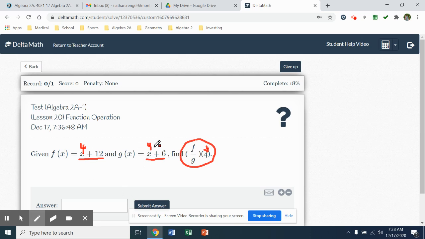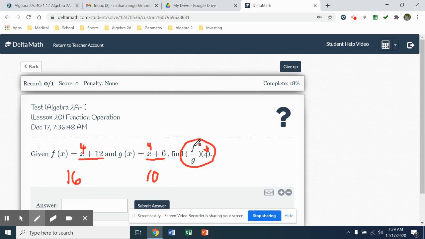So first, the f function. The f function is going to be taking the 4, because that's what this is telling me to do. Take the 4 and then add 12. So we take 4 plus 12. That's going to equal 16. So the f function equals 16. Then I head over to the g function. The g function says take your x plus 6. So I take that 4 and I'm going to add 6. That's going to give me 10.